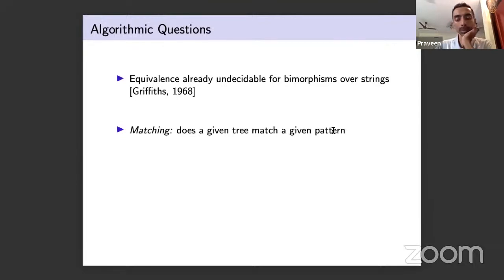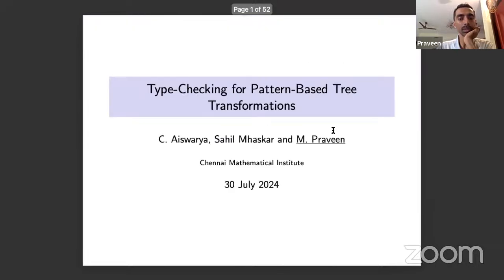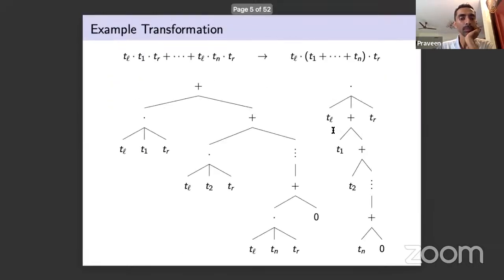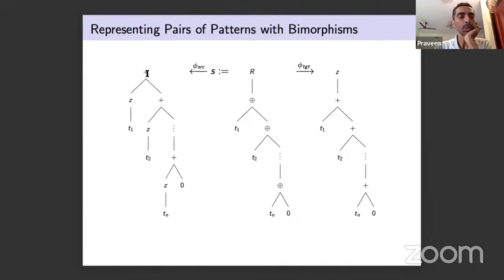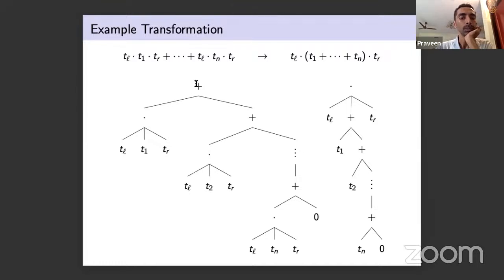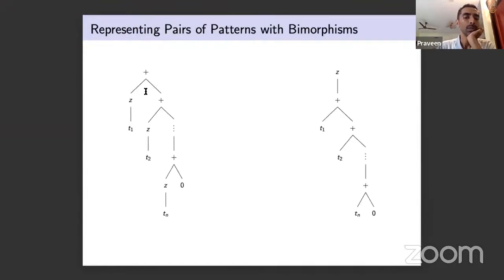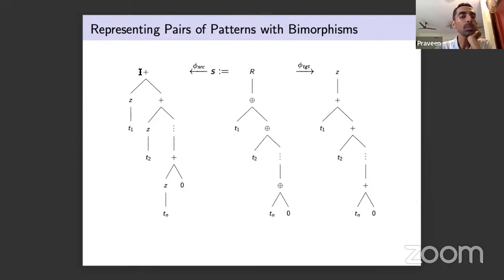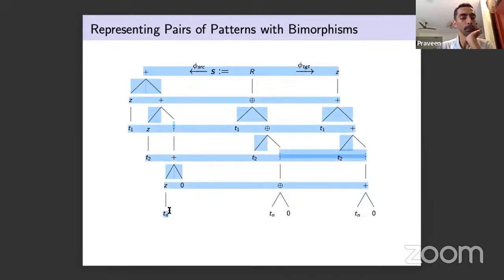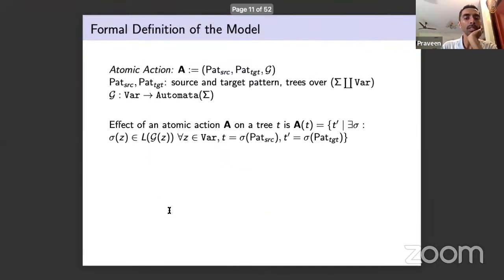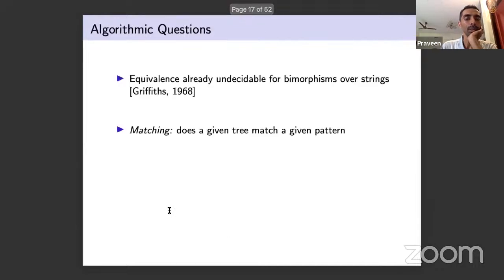Right, so going back to the very first example that I had, you have this source pattern here on the left hand side, and then you have the source tree here on the left hand side. Is it even possible to match this source tree with the source pattern? Or in other words, is there a substitution sigma which when applied to the pattern will give rise to your source tree? That's the matching problem. Does a given tree match a given pattern?